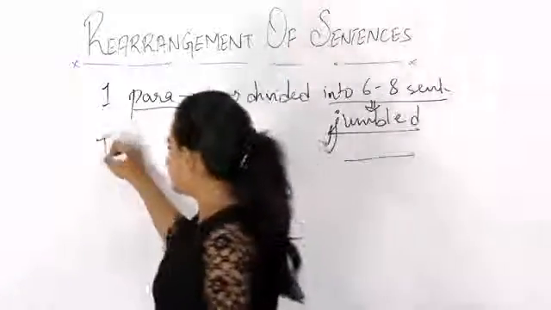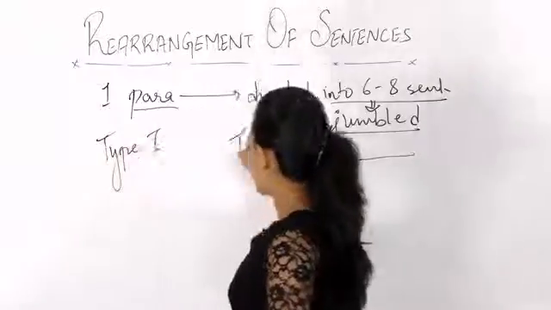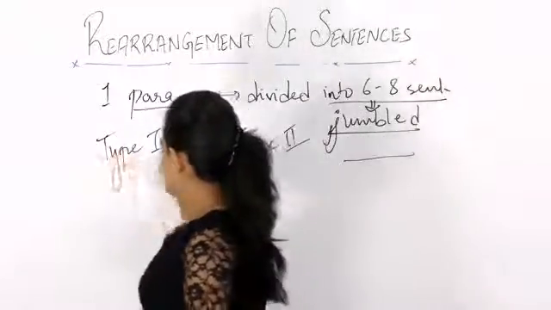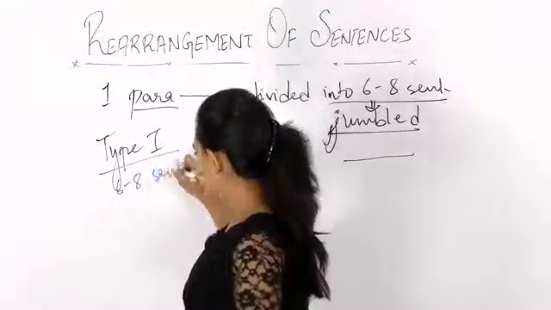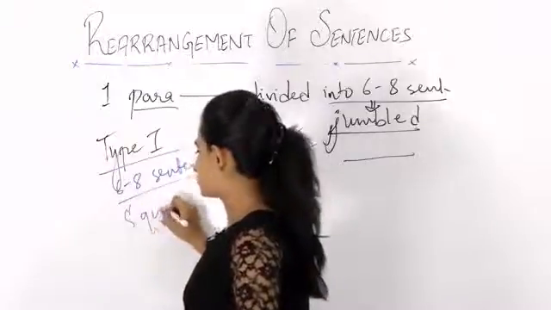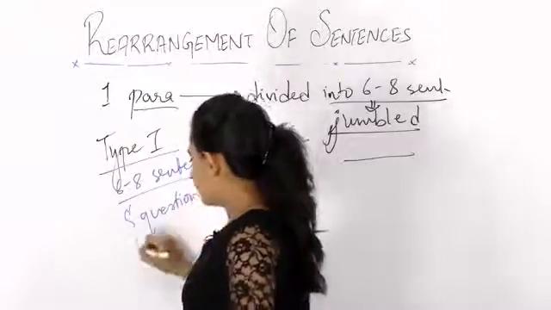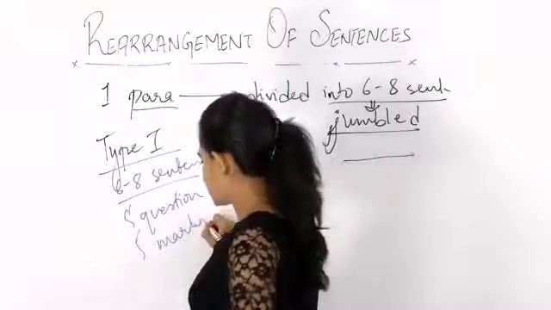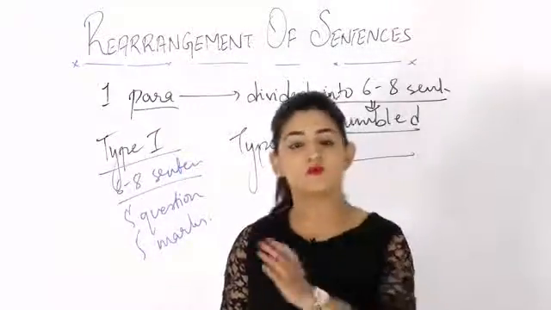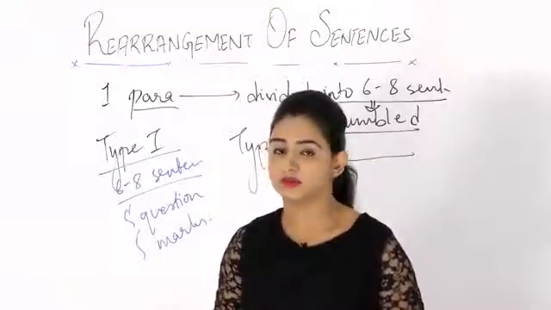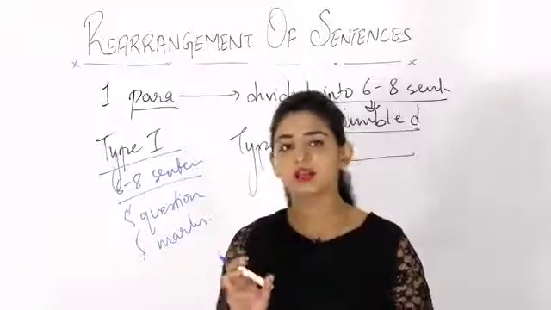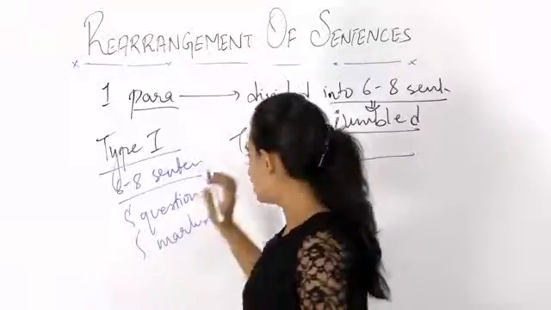Now we have two types of parajumble, type 1 and type 2. Type 1 says you will be given 6 to 8 sentences that will be in jumbled form, and you will be asked 5 questions of 5 marks. That means 1 mark for 1 question. The question will be like, which of the following is the second sentence after rearrangement? So what you have to do is, after rearranging the sentences, just look at which is the second sentence, and you have to take it.